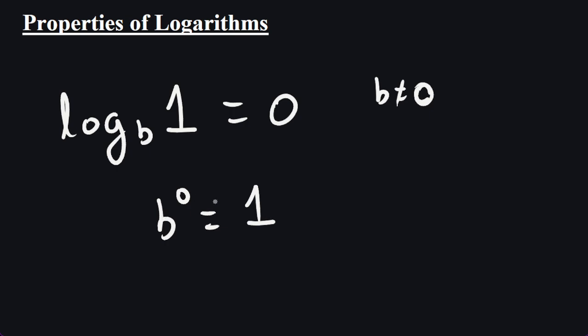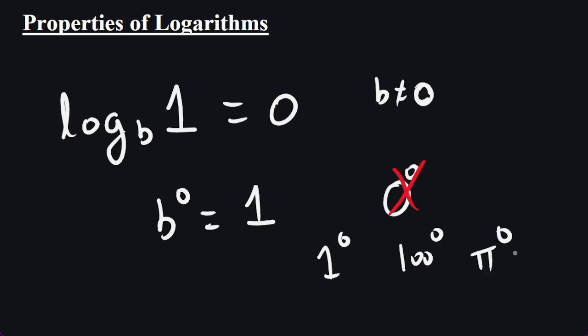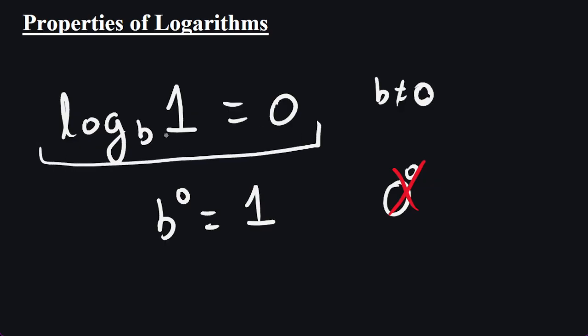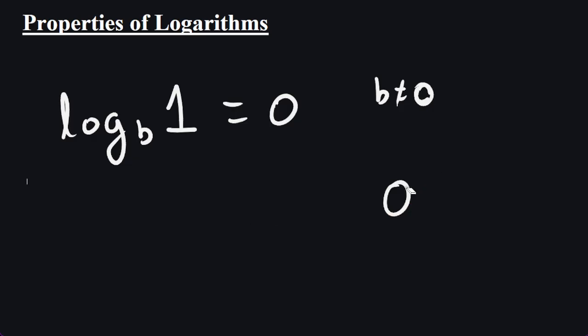So since b to the power of 0 is always 1, any number to the power of 0, of course not 0 to the 0, because 0 to the 0 we can't do in math, but any other number, so 1 to the power of 0, 100 to the power of 0, pi to the power of 0, they all equal 1. So that's always true for exponents. So for logarithms, log base any number of 1 equals 0, as long as b is not 0. So that's important to know.